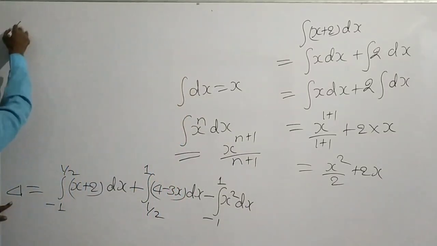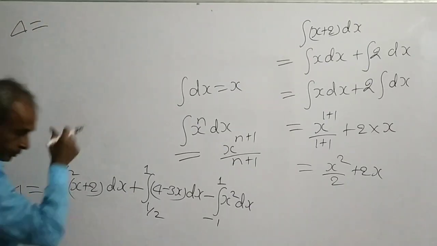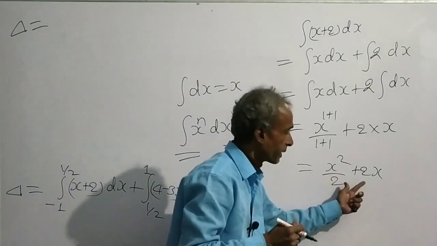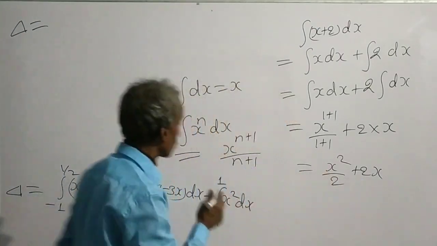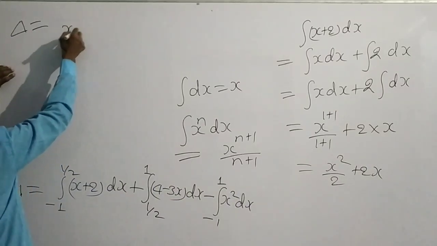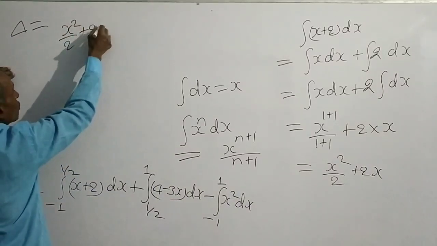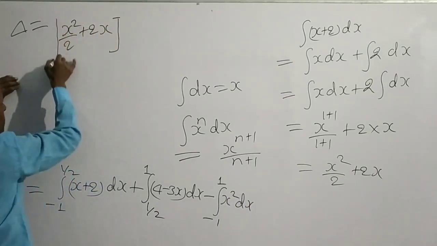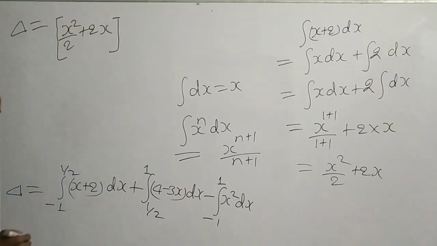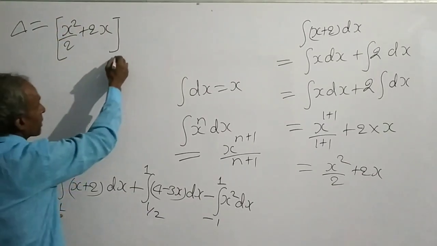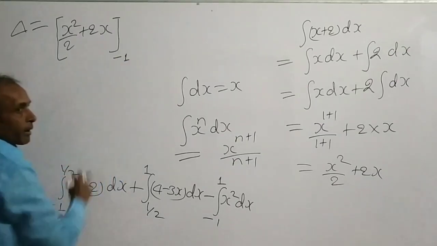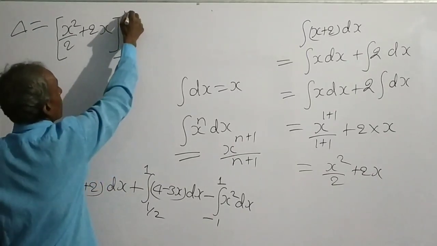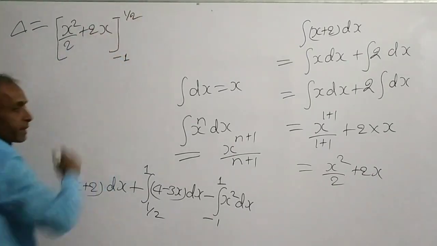Therefore, delta is equal to the indefinite integral of x square by 2 plus 2x. Now enclose this expression within this bracket and write minus 1 at the bottom right corner and 1 by 2 at the top right corner.